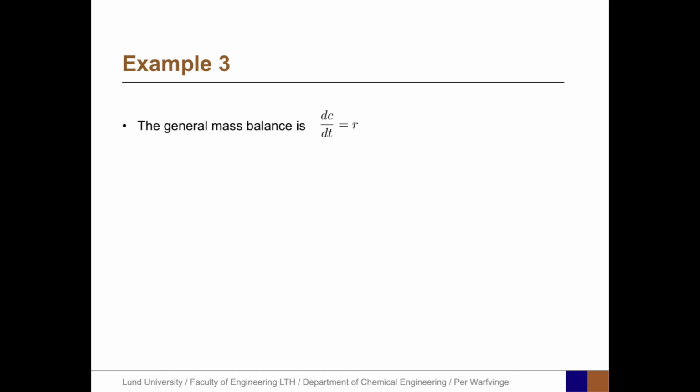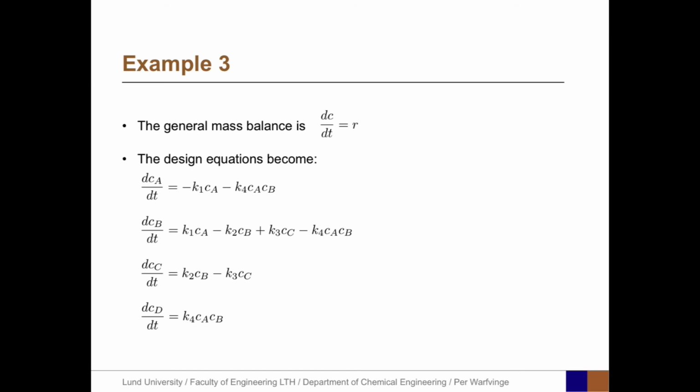The general mass balance equation is dC/dt equals R. So the design equations become the following. dCA/dt equals the sum of the rate equations by which A is consumed in reaction 1 and reaction 4. The change in concentration, dCB/dt, is the sum of the rate equations for the reactions in which B reacts, and so on. And now we should solve this system of differential equations by means of ODE45. And we should use the notation that CA equals C1, CB equals C2, CC equals C3, and CD equals C4.